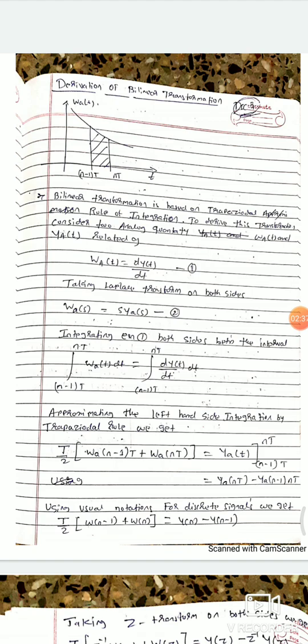This is the integration if you write here. So this becomes integration from (n minus 1)T to nT of W of t dt equals integration from (n minus 1)T to nT of dy of t by dt. Now you approximate the left hand side of the integration by the trapezoidal rule. So this can be written as T by 2 times W of (n minus 1)T plus W of nT. This is on the LHS, left hand side. On the RHS, the integration from (n minus 1)T to nT can be written as y of nT minus y of (n minus 1)T.